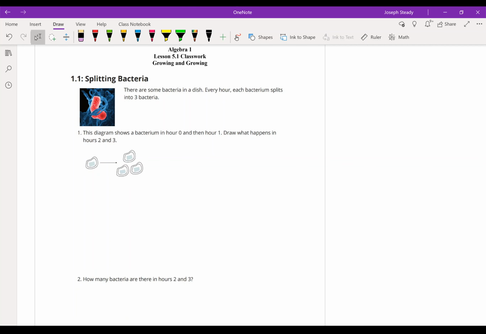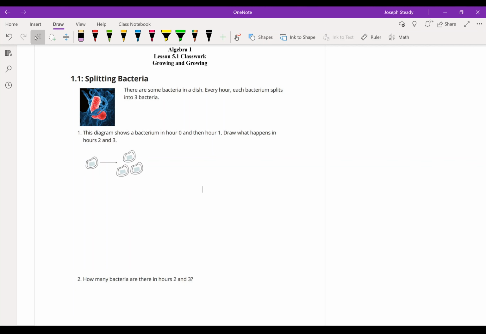In lesson 5.1, we are going to be looking at a couple different ways that a quantity can grow. And we're also going to look at a couple different ways that we can represent that growth. Specifically in the first problem, we are dealing with a bacteria as it splits up and the population gets bigger and bigger.